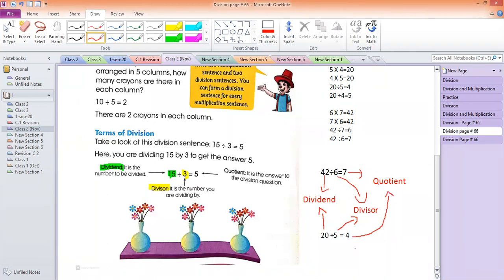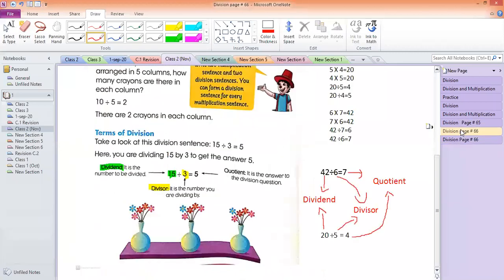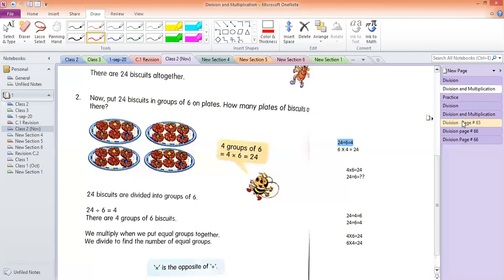So now you know very well what is the dividend, what is the divisor, and what is the quotient. The dividend is the number which is being divided, the divisor is the number by which you are dividing, and the quotient is the answer. We have only 5 minutes left, but inshallah tomorrow we are going to complete page number 67. Let's come to the division and multiplication exercise first.